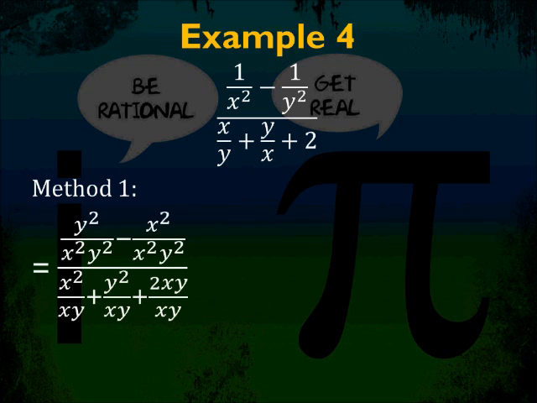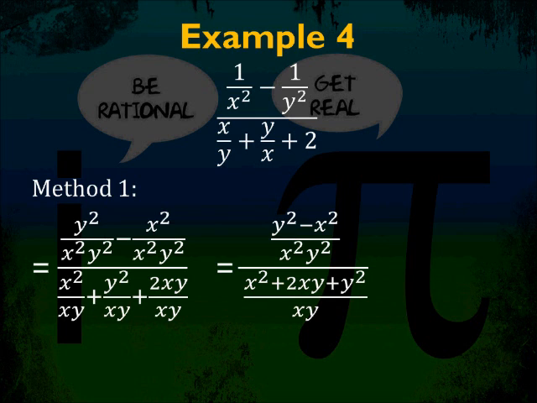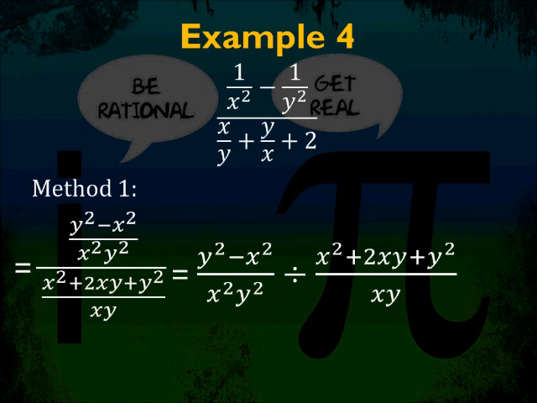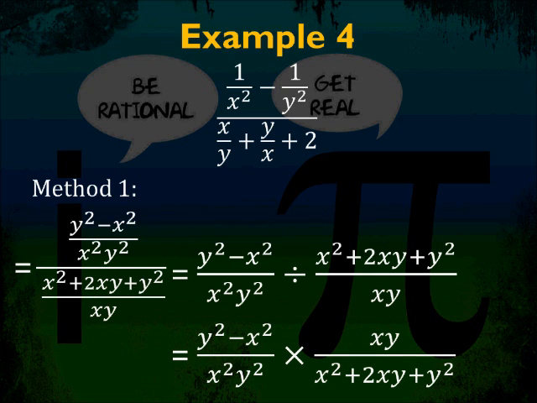All right, method 1. The common denominator on the top is x squared y squared. On the bottom, it's merely xy. So you end up with that expression. And now you combine the top and the bottom to get that, and you have to divide the fractions. So divide, which is the same as multiplying by the reciprocal.